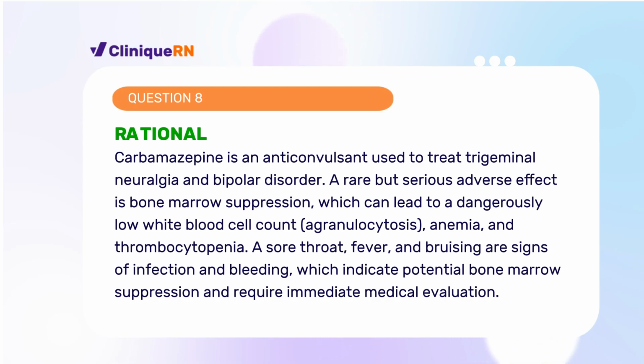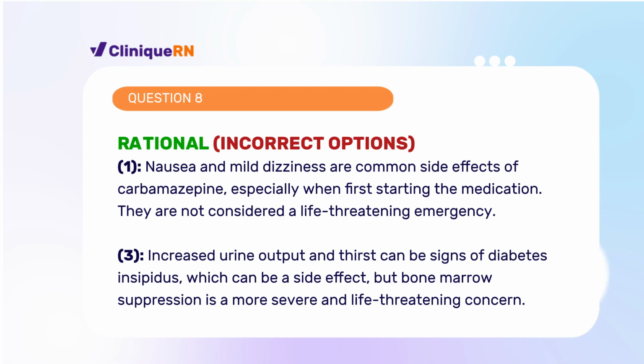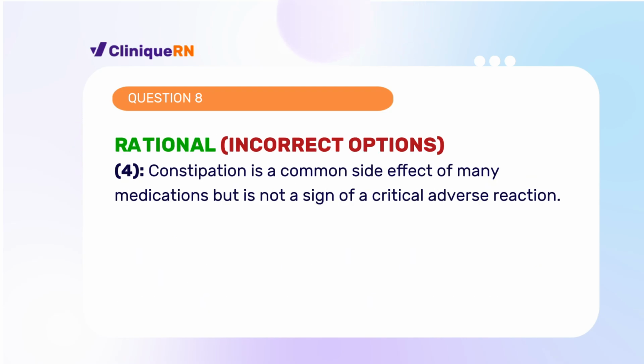Incorrect option 1. Nausea and mild dizziness are common side effects of carbamazepine, especially when first starting the medication. They are not considered a life-threatening emergency. 3. Increased urine output and thirst can be signs of diabetes insipidus, which can be a side effect, but bone marrow suppression is a more severe and life-threatening concern. 4. Constipation is a common side effect of many medications, but is not a sign of a critical adverse reaction.